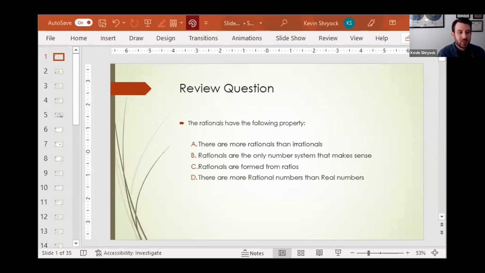There are more rationals than irrationals. That's the first option. Rationals are the only number system that makes sense. That's where they got their name. That's option 2. Rationals are formed from ratios. That's where they get their name. That's option number 3. And then D, there are more rational numbers than real numbers. Only one of those is correct. I'm going to give you about 3 or so minutes.